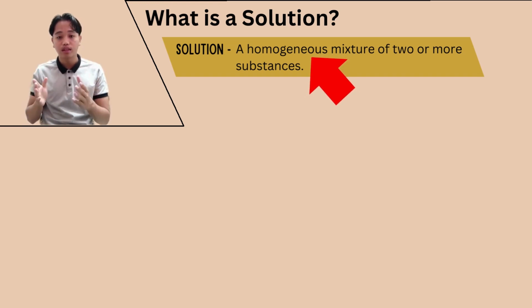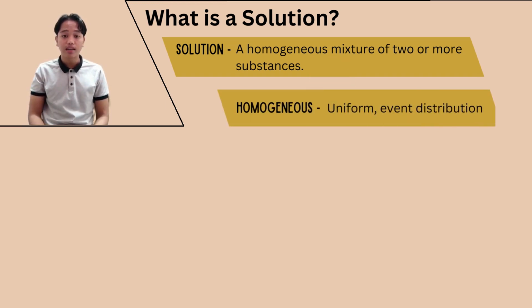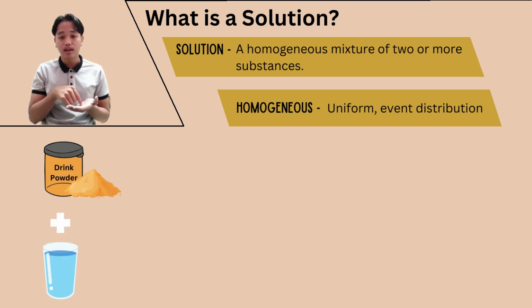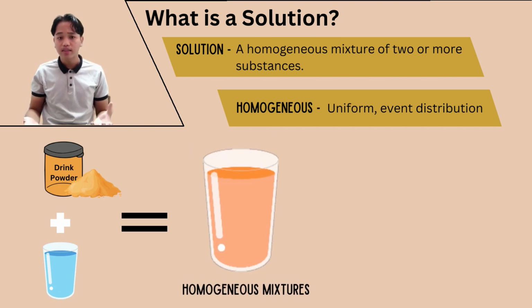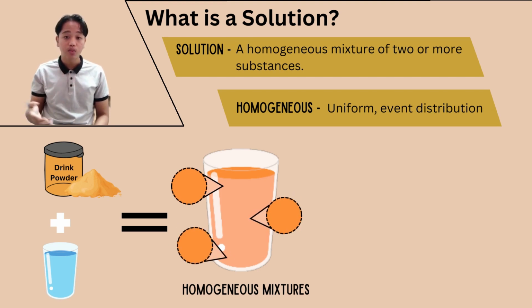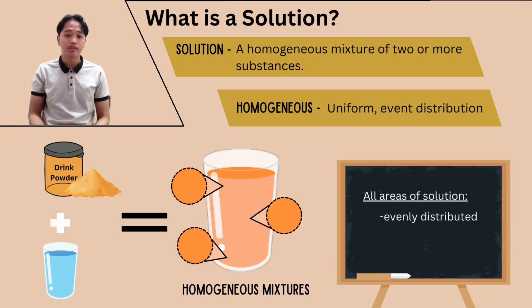Homogeneous is an important word here, and it means that the parts are evenly distributed, and there is a uniform and even distribution throughout. Let's take a look at this. Let's say we mix a little drink mix in water and stir it around. The parts mix evenly, and we will get a homogeneous mixture or a solution. Take a look at this even distribution, uniform solution. You can look at here, here, or here, and the parts will look the same as anywhere else in the solution. Everything is evenly distributed. The parts mix evenly. Okay?